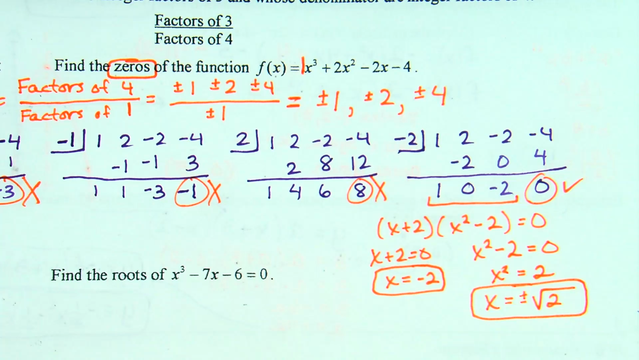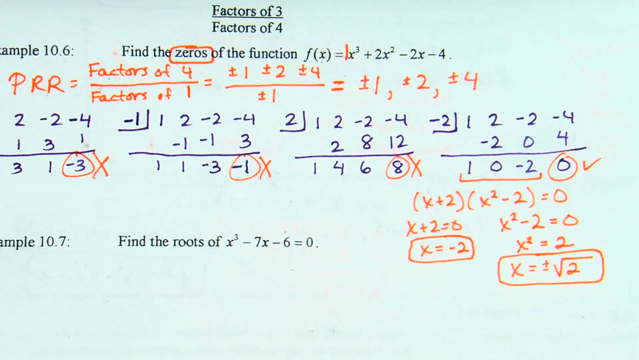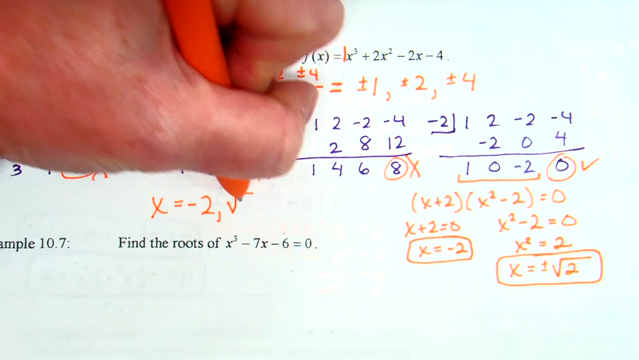So when they asked me for zeros, how many zeros did I come up with? 3 technically? As I should. It's an x to the third power, right? So my zeros are x equals -2, positive square root of 2, and negative square root of 2.